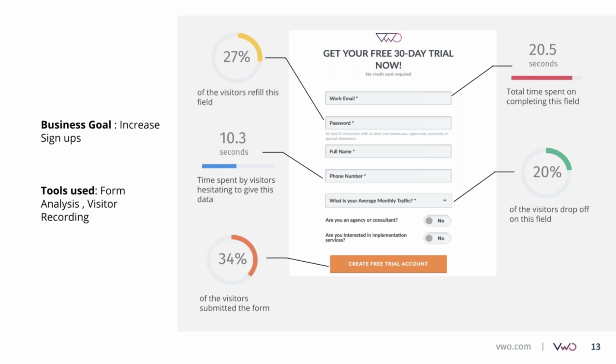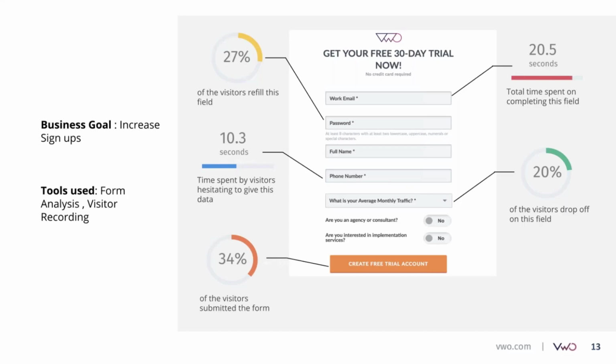And we realized that there are certain fields which might not be important. Or for instance, people are not willing to give you that information. We cannot just assume that people are not, let's say, willing to give us their phone number, or people are not willing to give us their names. We have to look at actual data, and we have to understand where we're getting the maximum ignore rate, where people are actually hesitating. For this purpose, we used form analysis and visitor recordings in combination.